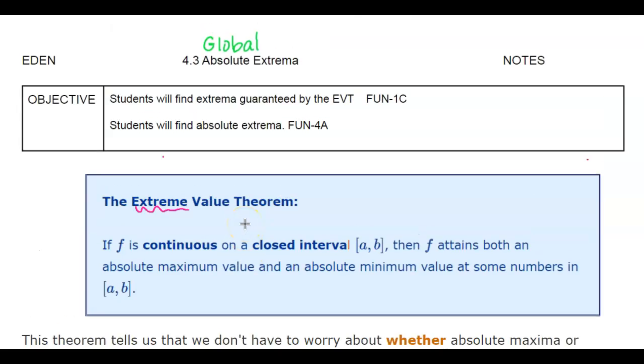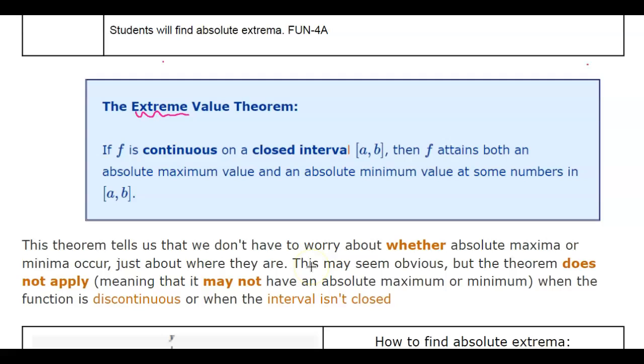Okay, so 4.3 is called Absolute Extrema, which can also be called Global Extrema. Global and absolute mean the same thing. So the objective for this lesson is finding extrema guaranteed by the EVT and finding absolute extrema, different standards. So first, let's introduce another theorem.